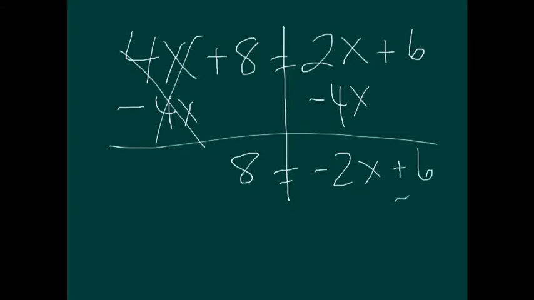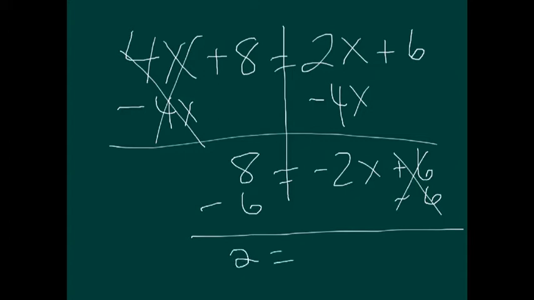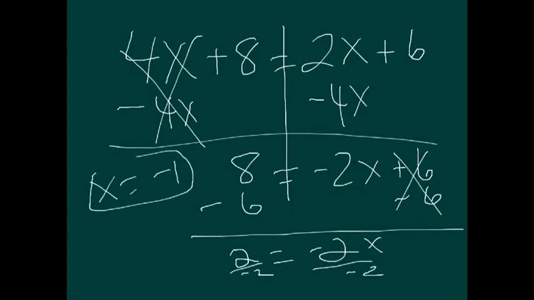I need to move the 6 to the 8 because they are like terms. And I create a zero pair with the 6 minus 6. 8 minus 6 is 2 equals negative 2x. When I divide by negative 2, I'm left with x equals negative 1, which is the same exact thing I was left with in the first way that I solved it. And it should be the same thing that you do with any way that you solve it.